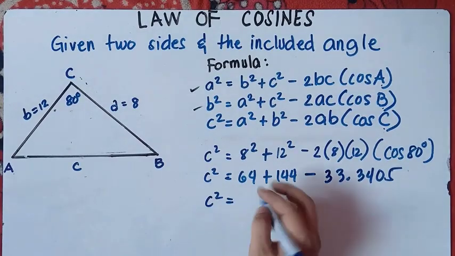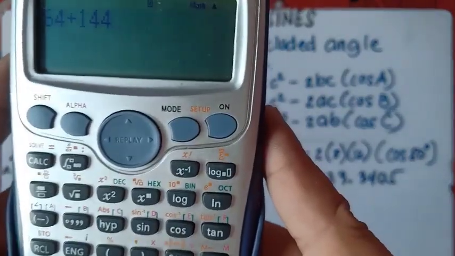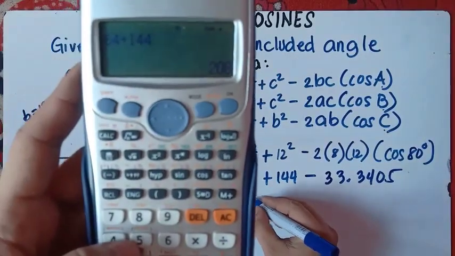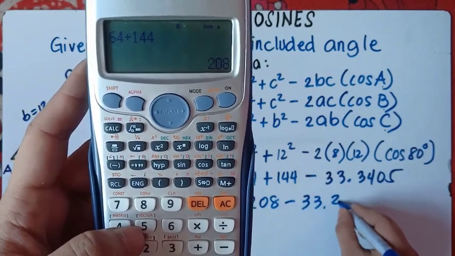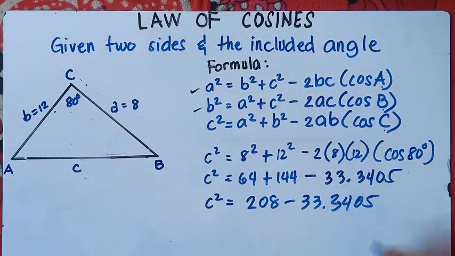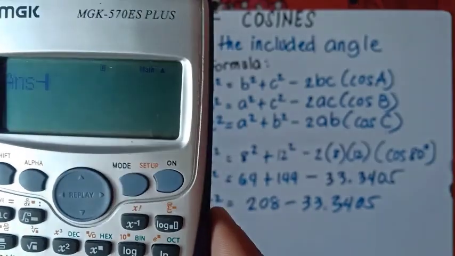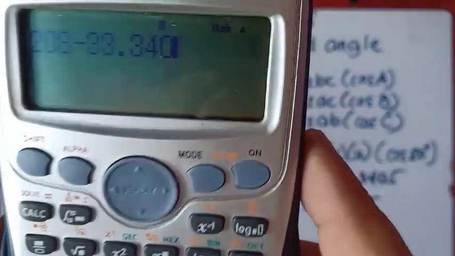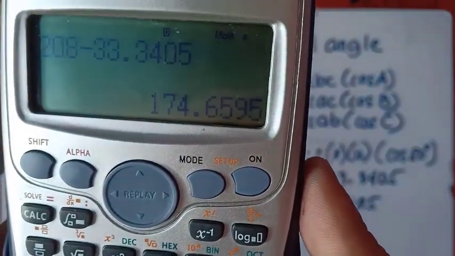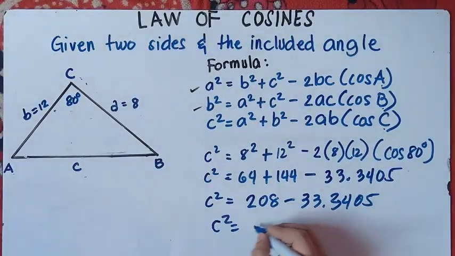Okay, so next we need to add this one. So c squared equals, add 64 and 144. 64 plus 144 equals 208 minus 33.3405. So 208 minus 33.3405, you will get 174.6595. So c squared equals 174.6595.